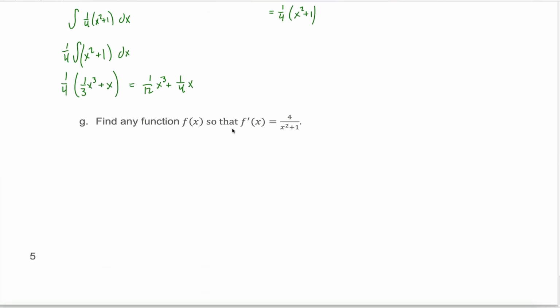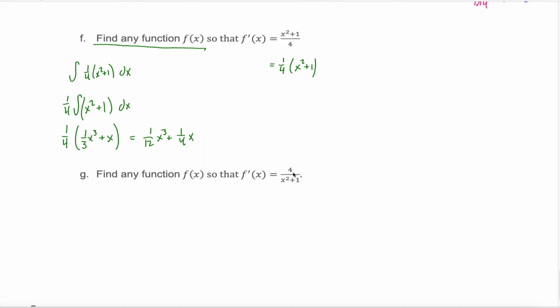Find any function f of x so that f prime of x equals 4 divided by x squared plus 1. Okay, I'm trying to be mean here, right? This looks almost identical to this, so I bet the method that we use is almost identical to what we just did. Nah, not even close. It's kind of a trick question.